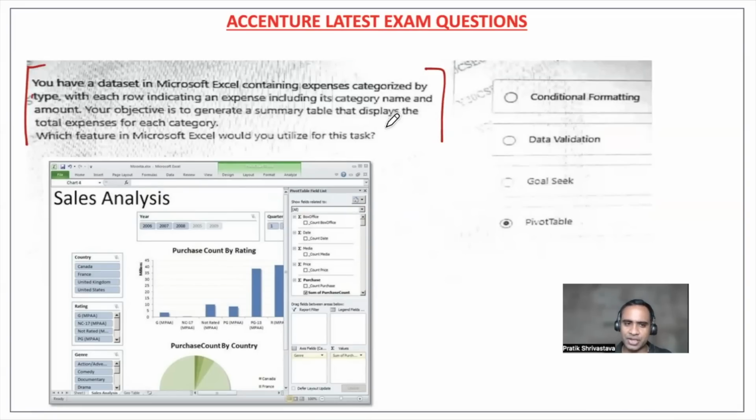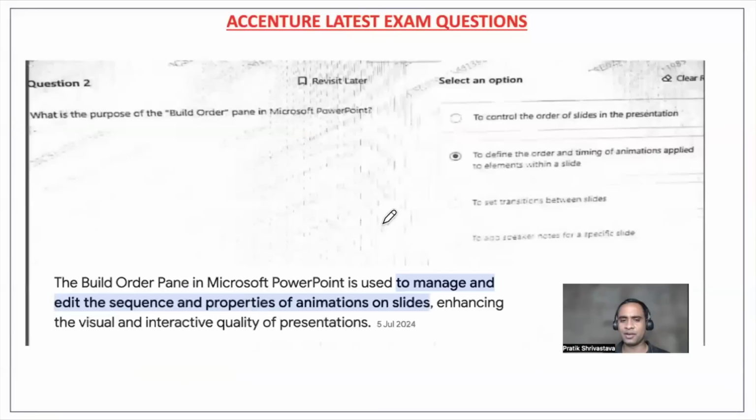Your objective is to generate a summary table that displays the total expenses for each category. So which feature in Microsoft Excel would you utilize for this task? Basically a pivot table in Microsoft Excel, right? That generates a summary table and displays the total expenses for each category. This is one of the examples.